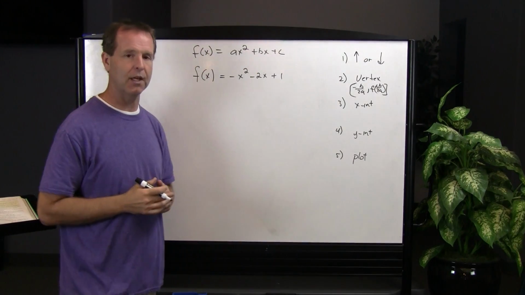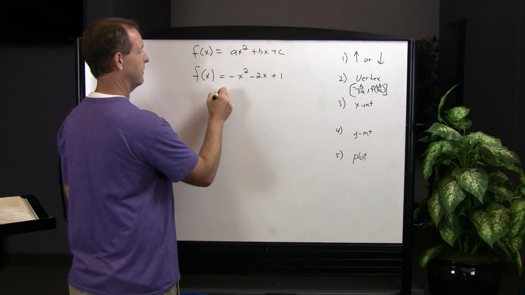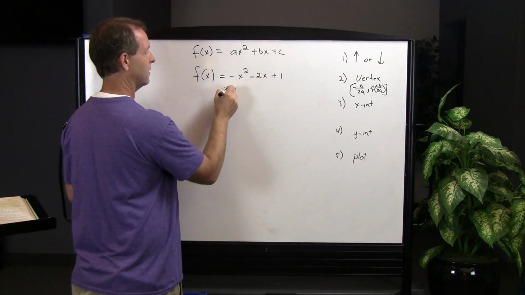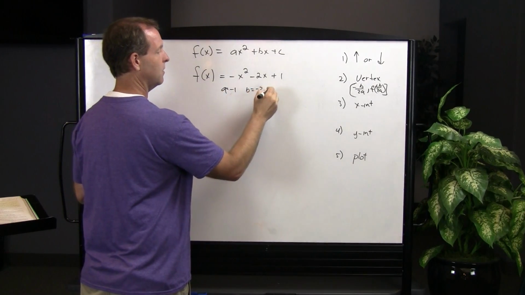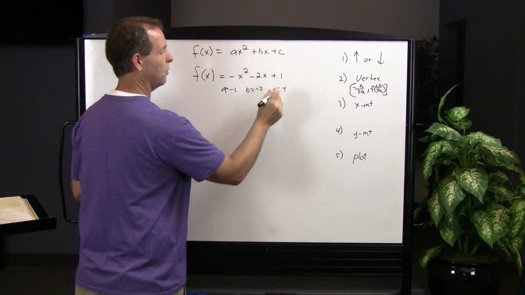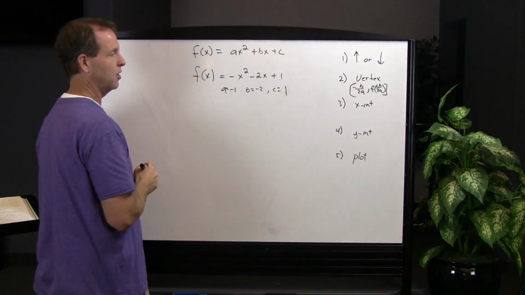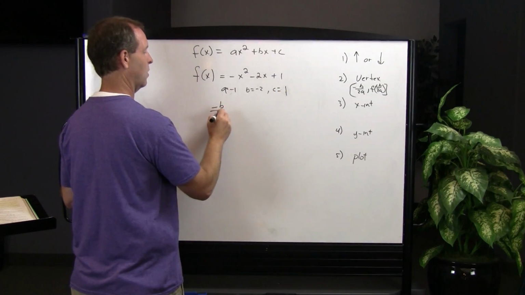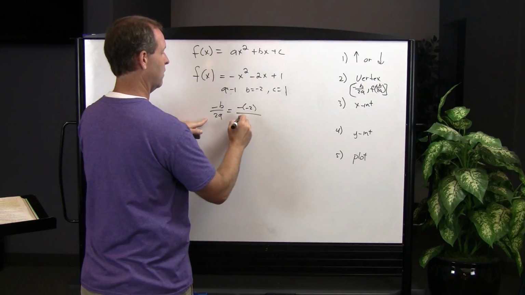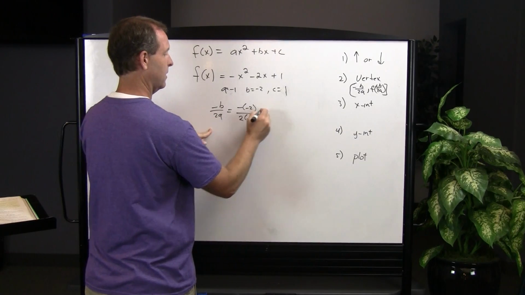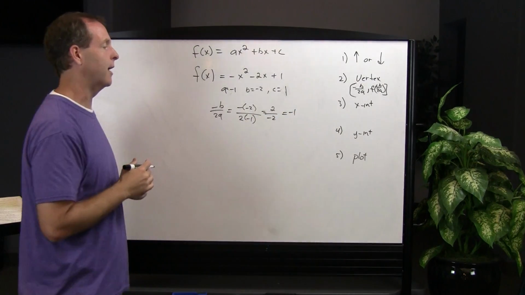So let's just look in this particular problem how that plays itself out. So identify our values. A is -1. B would be, in this case, a -2, and C in this case would be a positive 1. And so my vertex is at -b over 2a. Minus b is minus a -2, all over 2 times a -1. That equals 2 over -2, which equals -1.